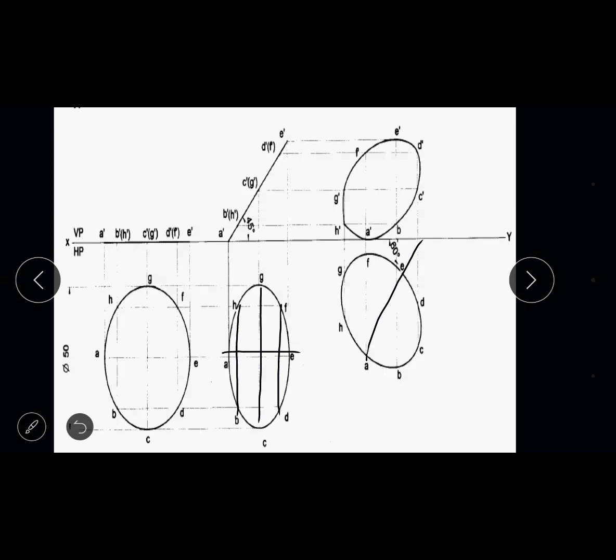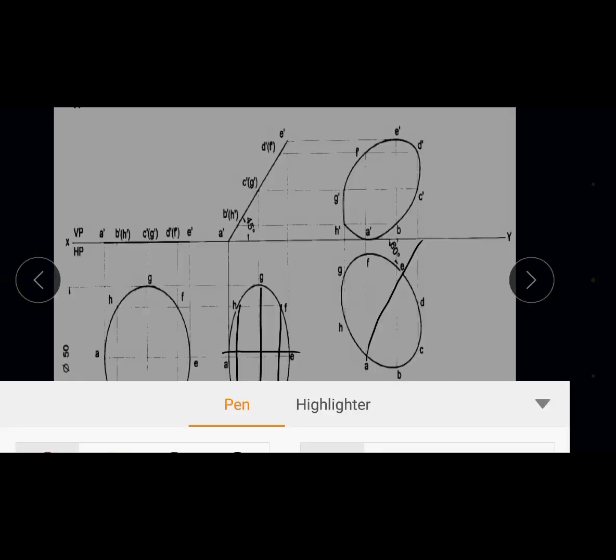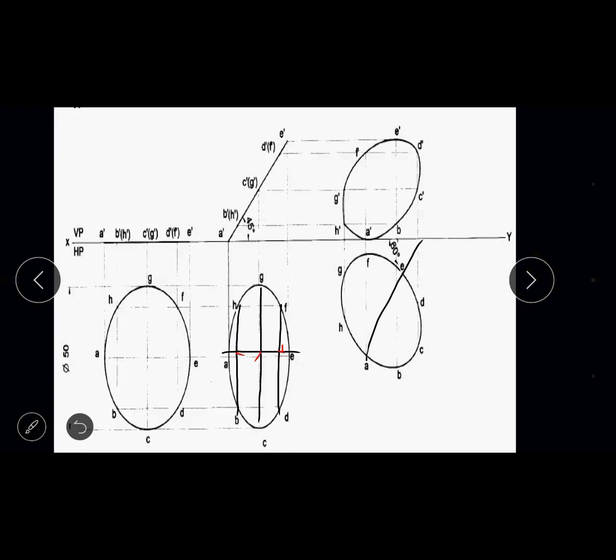These vertical lines intersect on the line AE at certain positions. Let me mark that position with some red marking. So here you can see, this is a point. I have just marked the point of intersection of those three vertical lines, line FD, line GC, and line HB, on that horizontal diameter line AE.